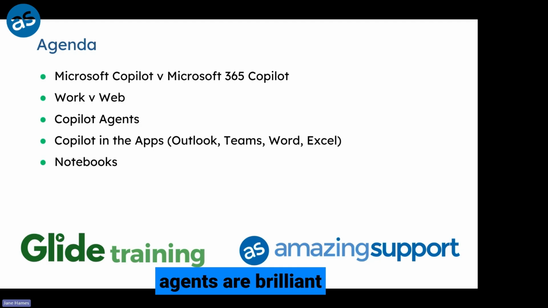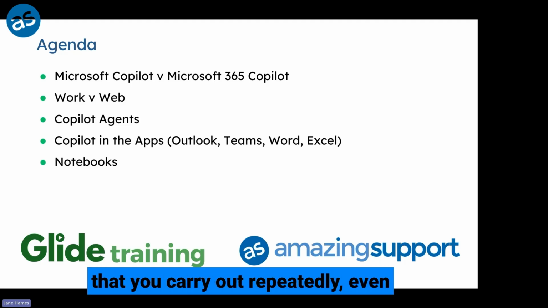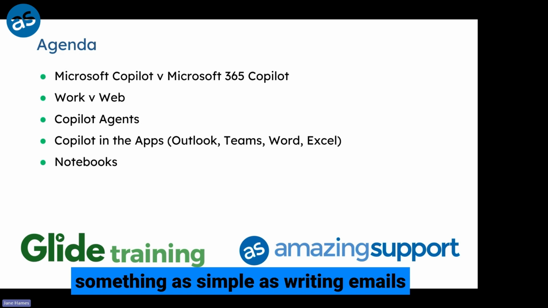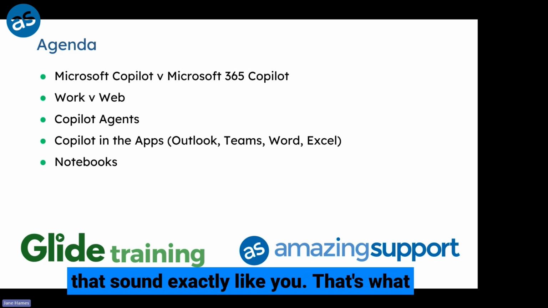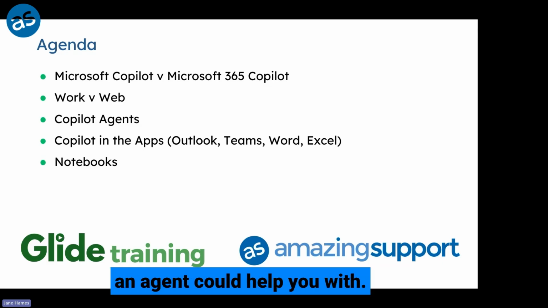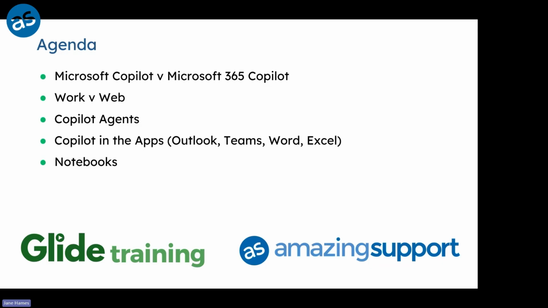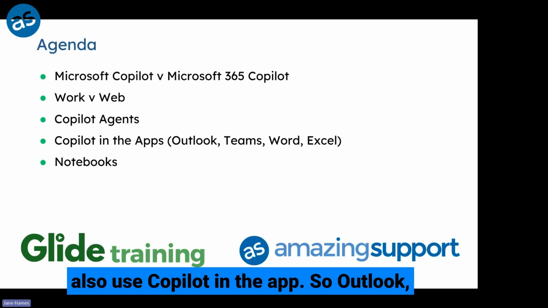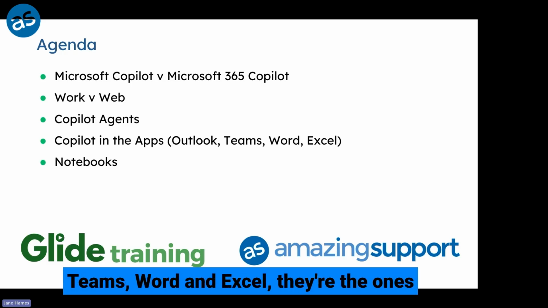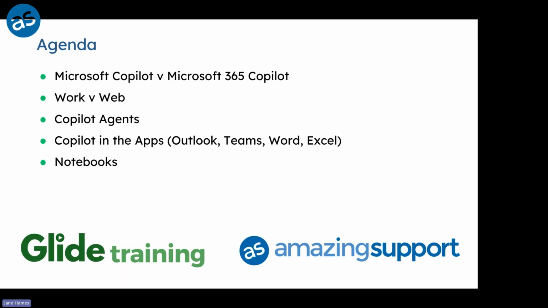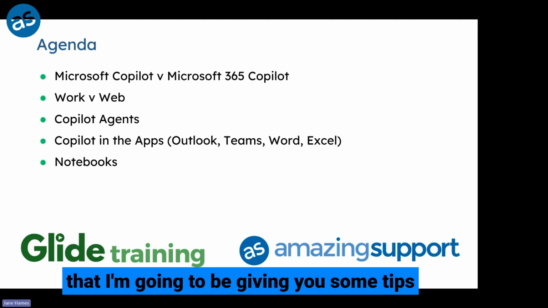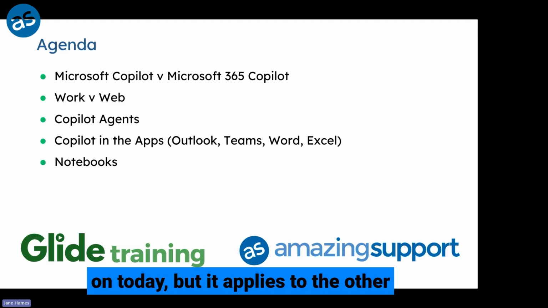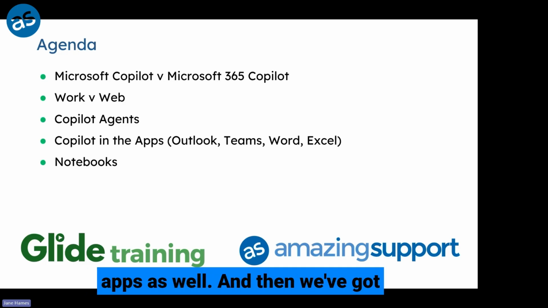Copilot agents are brilliant for helping you with tasks that you carry out repeatedly, even something as simple as writing emails that sound exactly like you. That's what an agent could help you with. Again, if you've got 365 Copilot, you can also use Copilot in the app. So Outlook, Teams, Word, and Excel are the ones that I'm going to be giving you some tips on today, but it applies to the other apps as well.